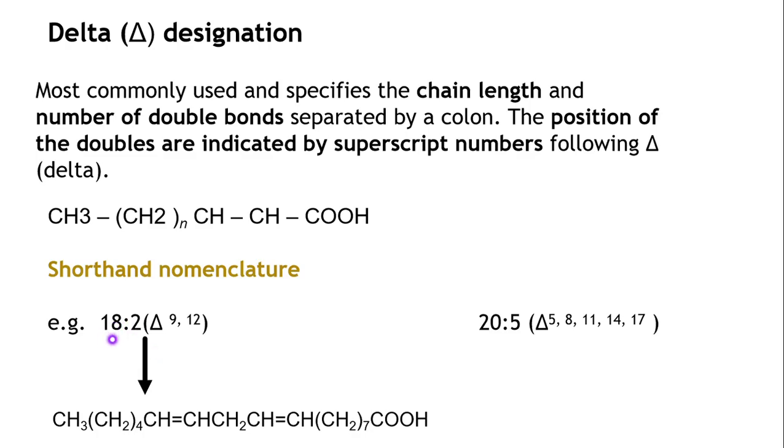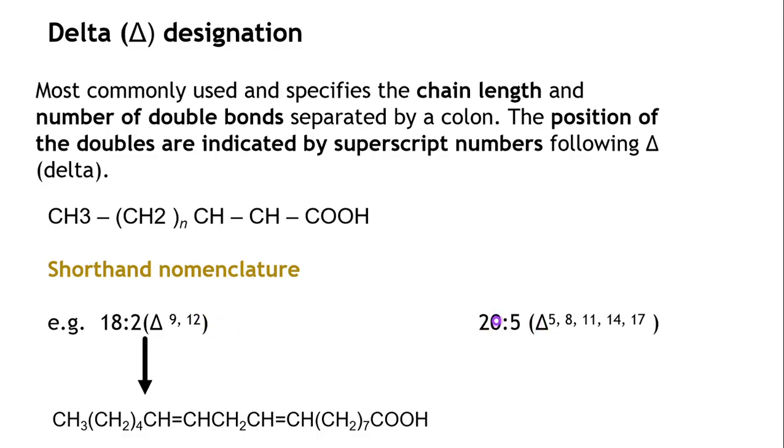So if you are seeing something like this, the 18 here is just to show you the number of carbons. This colon that is separating it from the 2 here is to tell you that it has two double bonds. And now, brackets open, the delta, the 9 and the 12 is just to show you that the first double bond is on the 9th carbon, the second double bond is on the 12th carbon. So that's all they are trying to tell you.